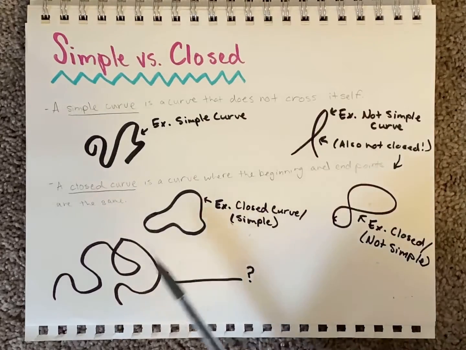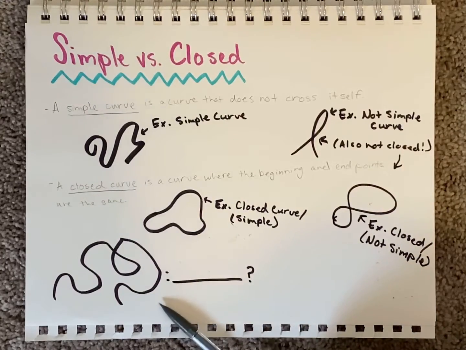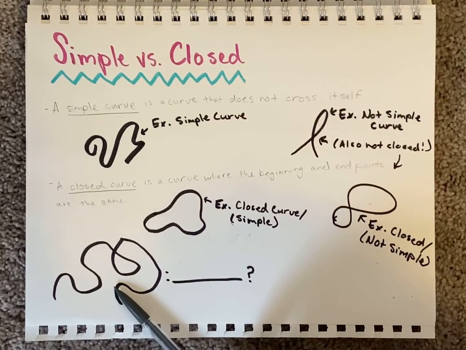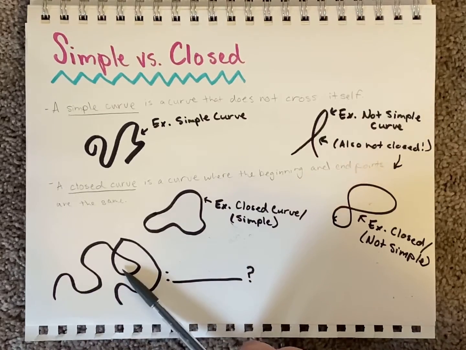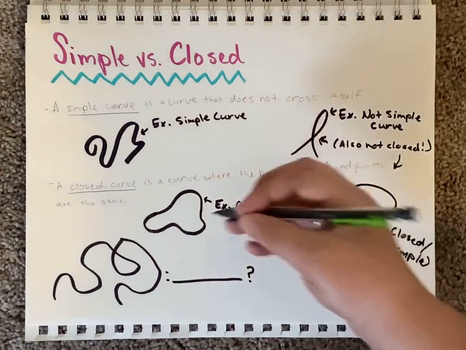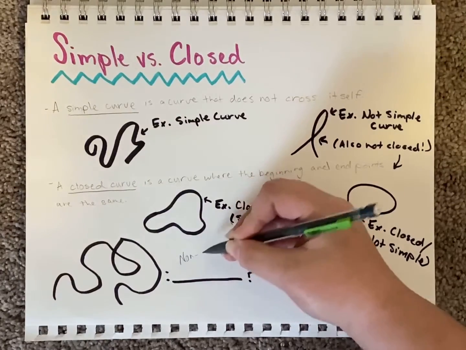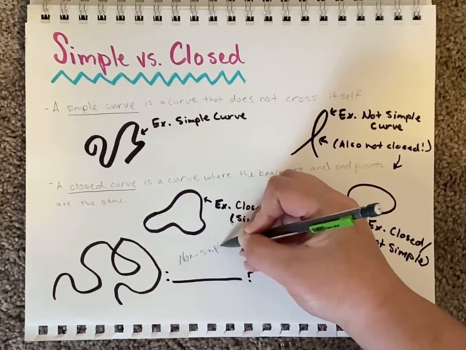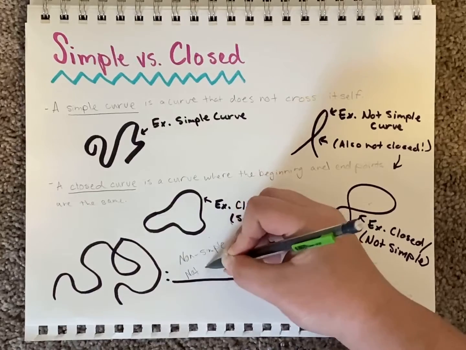Here you can see I have actually drawn an example. So can you tell me whether or not it is a closed curve and whether or not it is simple? From the notes we just took, you should have been able to evaluate that this is not a simple curve, as it does cross itself, and it's neither closed because it does not end at the start point. So this would be a non-simple and not closed curve.